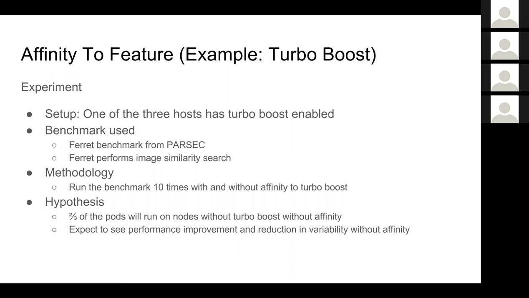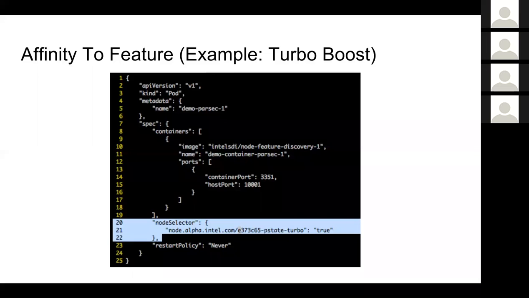The methodology used here is we run the benchmark 10 times with and without affinity to Turbo Boost, and the hypothesis is that 2/3 of the time the pods will land on a node without Turbo Boost, without expressing affinity, and in those cases we'll see lesser performance as well as higher performance variability. This is just an example of how to express affinity to a feature. You can see the block part here where I use the pstate turbo feature as the node selector.